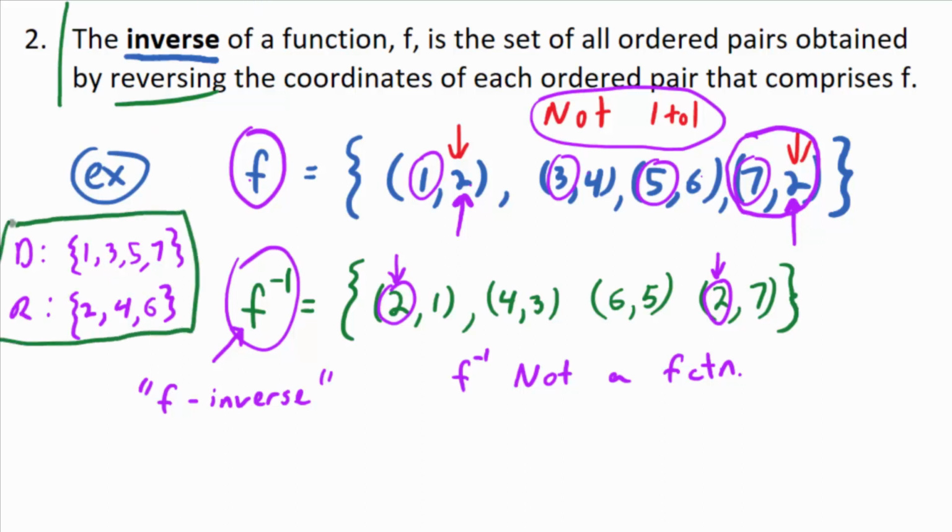You could still have a domain and range of f inverse even though it's not a function. What would the domain then of f inverse be? 2. The inputs are 2, 4, and 6. Oh, just like the range of f, right? And what's the range of f inverse? 1, 3, 5, and 7, just like the domain of f. The domain and range are flip-flopped. Whether it's a 1-to-1 function and the inverse is a function itself or not, the domain and range are flip-flopped.